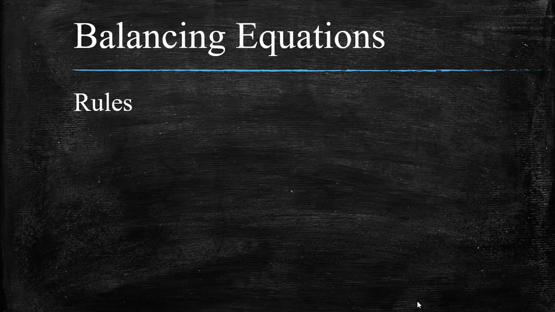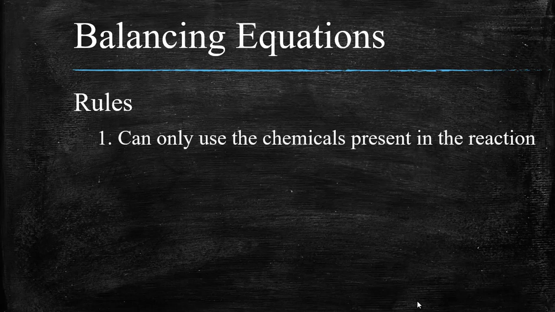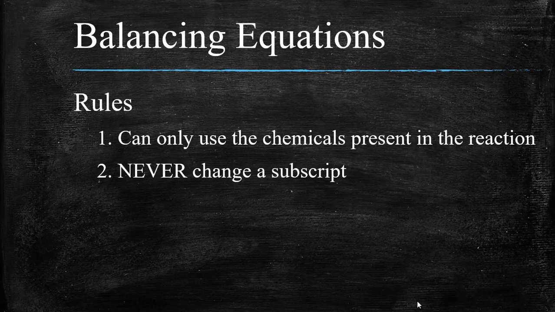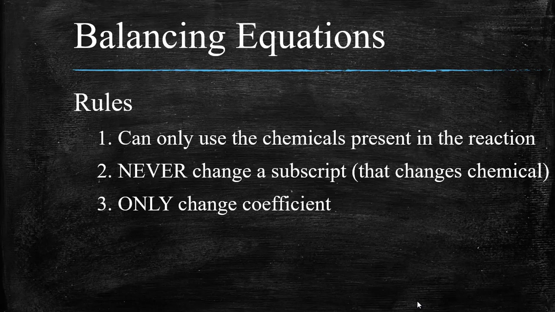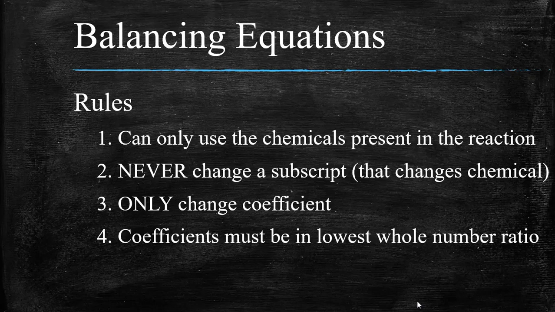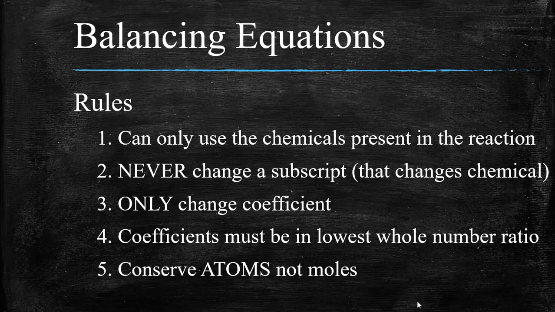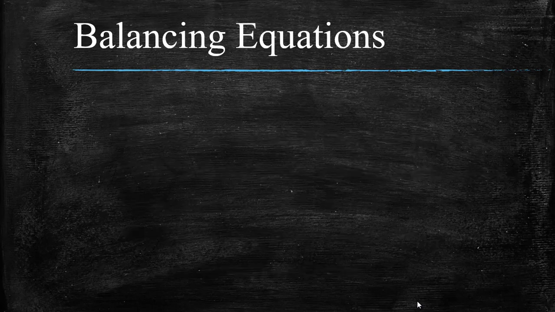There are rules. Rule number 1: you may only use the chemicals present in the reaction when you first write it. You may never change a subscript because that changes the chemical, and now you need to go back and reference rule 1. You are only allowed to change the coefficient. When you are done, the coefficients must be in the lowest whole number ratio, and we are conserving atoms, not moles. So moving on, here's a simple equation.